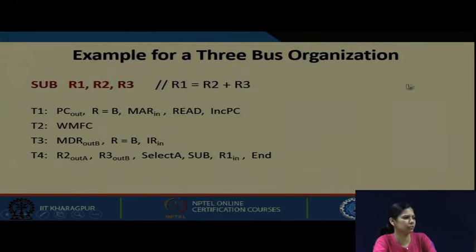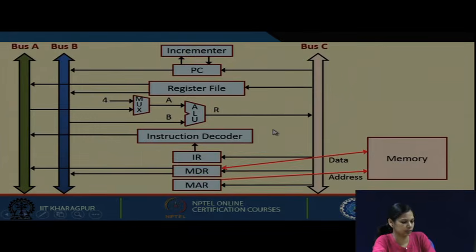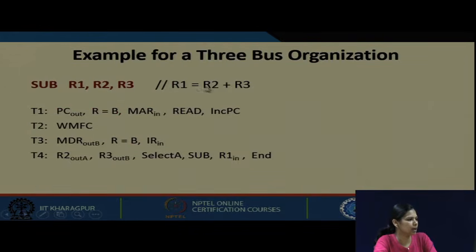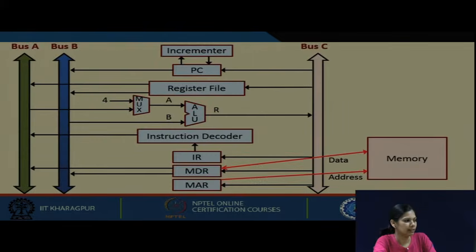Let us move on with the 3 bus architecture, where we will be performing the operation sub R1, R2, R3. So this will be minus. So R1 will be R2 minus R3. In this particular case, in the same way we need to fetch from memory, and this is the bus organization now.